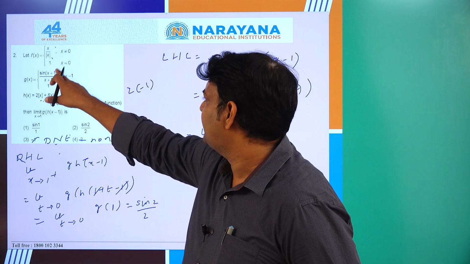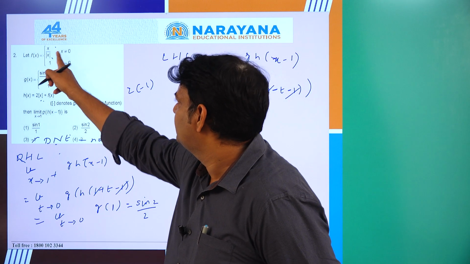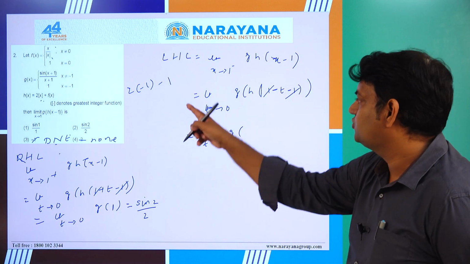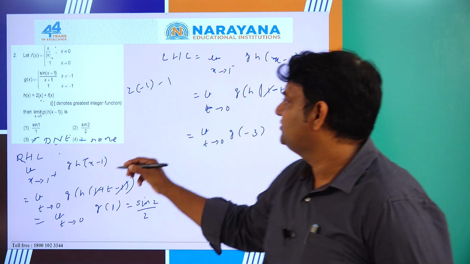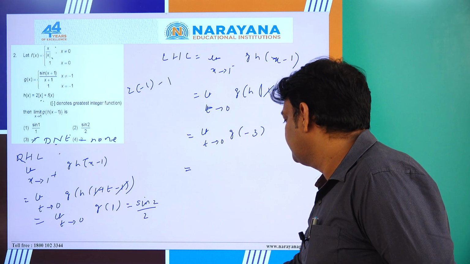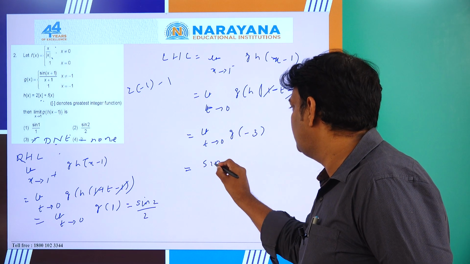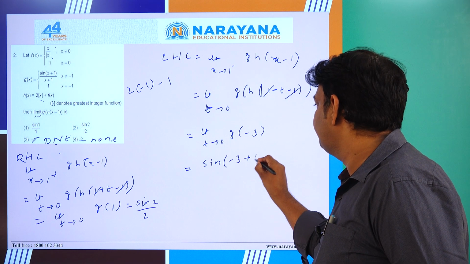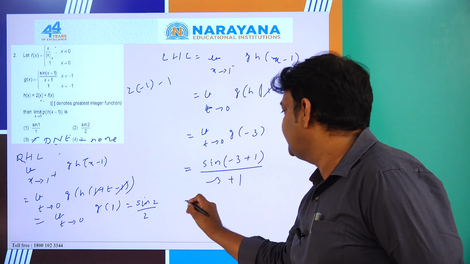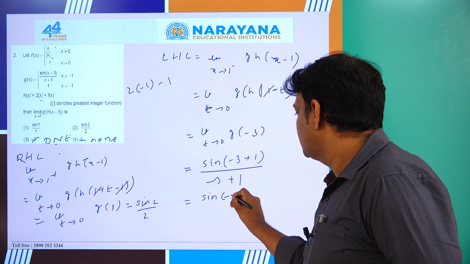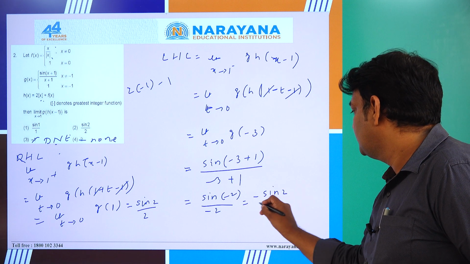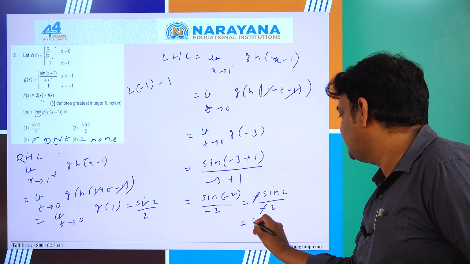0 minus again here, so f of 0 minus also, mod x is minus x, minus 1, that is minus 2 minus 1, that is what? Minus 3. Now g of minus 3, that is sine of minus 3 plus 1 by minus 3 plus 1, that is sine minus 2 by minus 2. Sine of minus 2 is minus sine 2 by minus 2, minus minus got cancelled, that is sine 2 by 2.